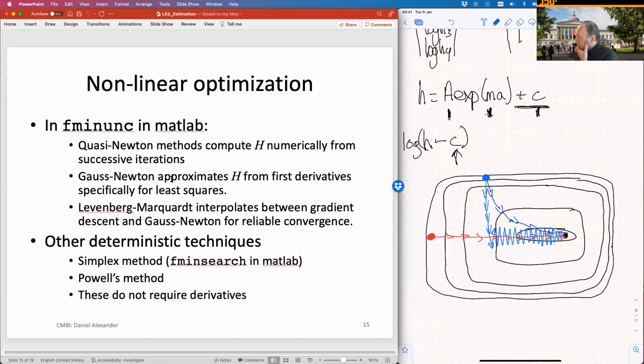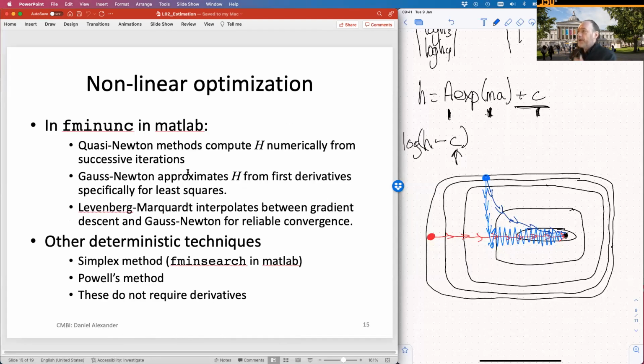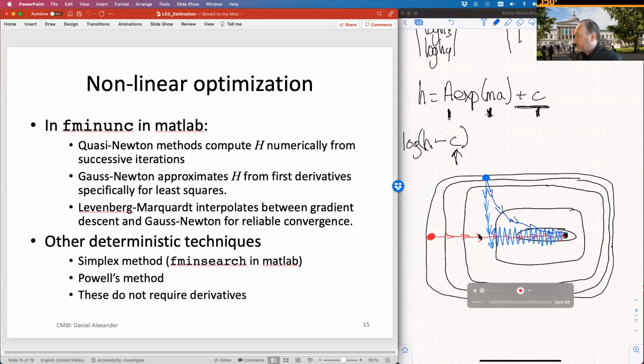There's a variety of modern techniques that avoid some of the difficulties with these second order methods of having to derive and encode the second derivative matrix. Most methods these days will just compute it numerically from successive iterations of this algorithm. As you look at consecutive points, you can estimate the derivatives and the second derivatives, and that's what quasi-Newton methods do.